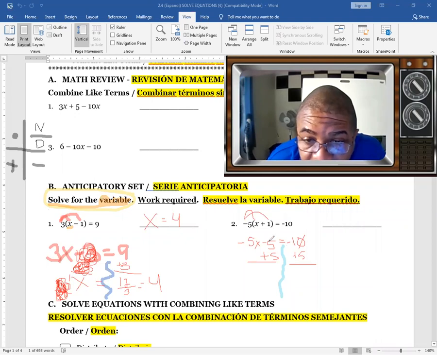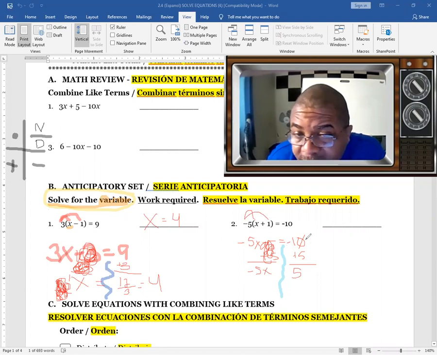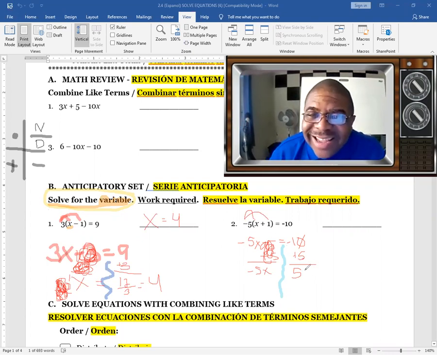-5 plus 5 is 0. So I can get rid of -5x. If you owed somebody $10 and you paid them $5, how much do you owe them now? $5. You're getting out of debt. Debt is dangerous.